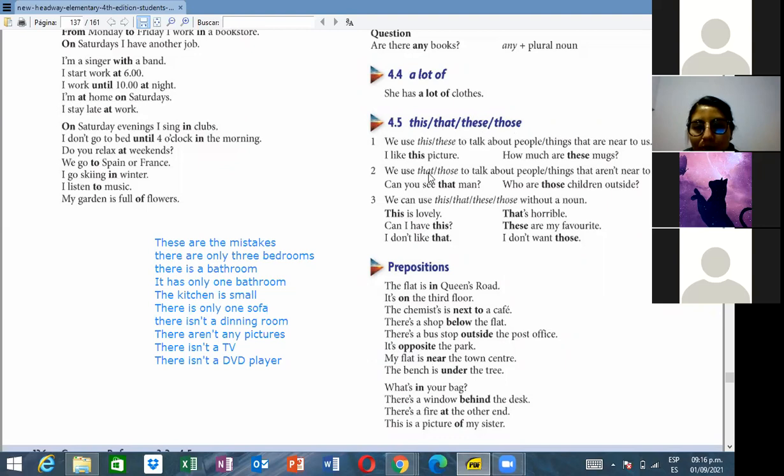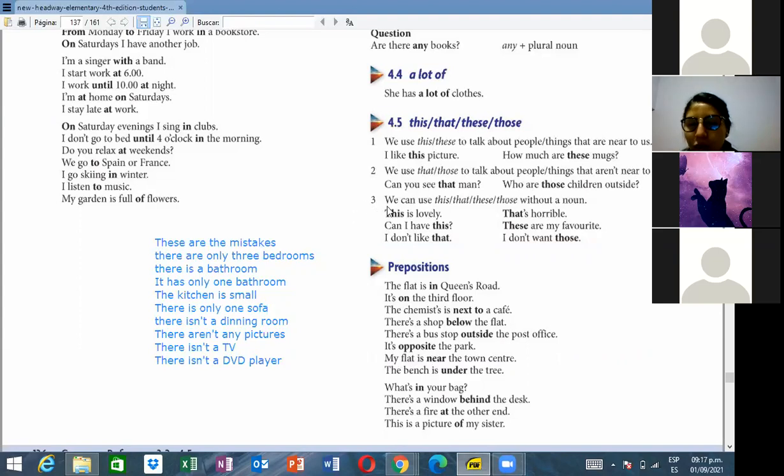This and these. So let's read the examples, please. We use this and these to talk about people, things that are near to us. For example, I like this picture. How much are these mugs? Rule number 2. We use that and those to talk about people or things that aren't near to us. Can you see that man? Can you see that man, right? Who are those children outside? Right? So it's different. Please remember. Okay, que no se confundan aquí también. You have to memorize, please.